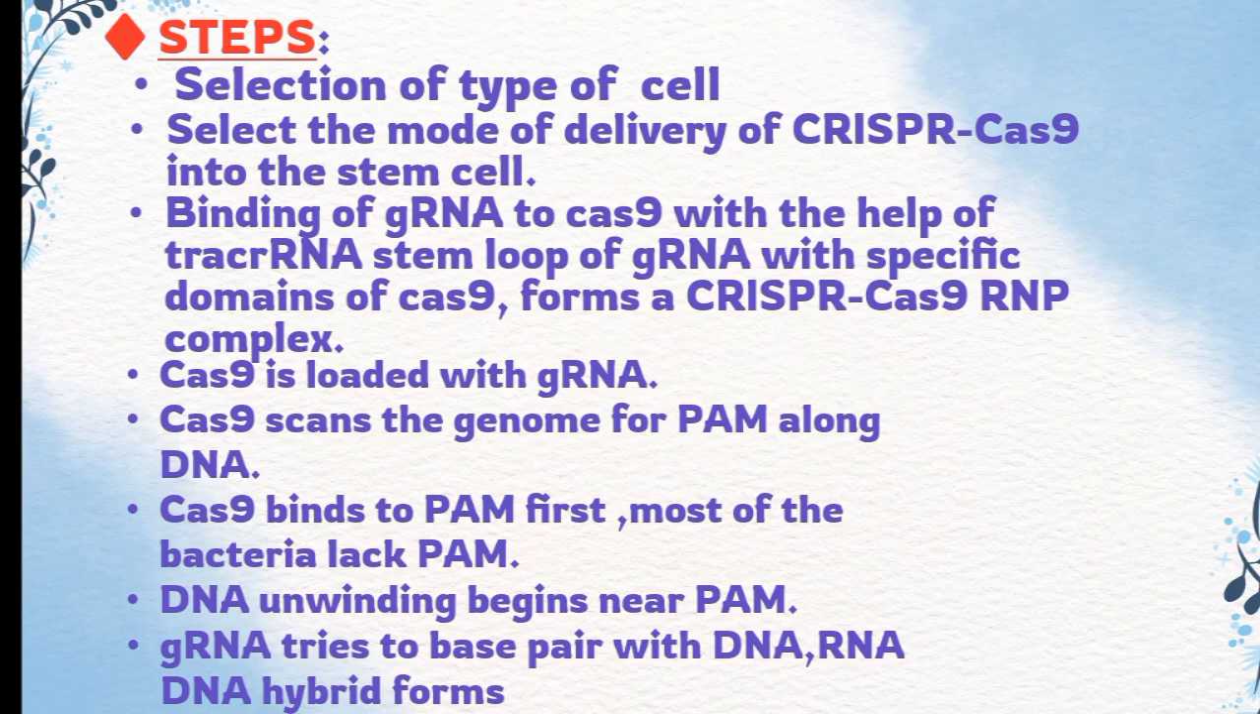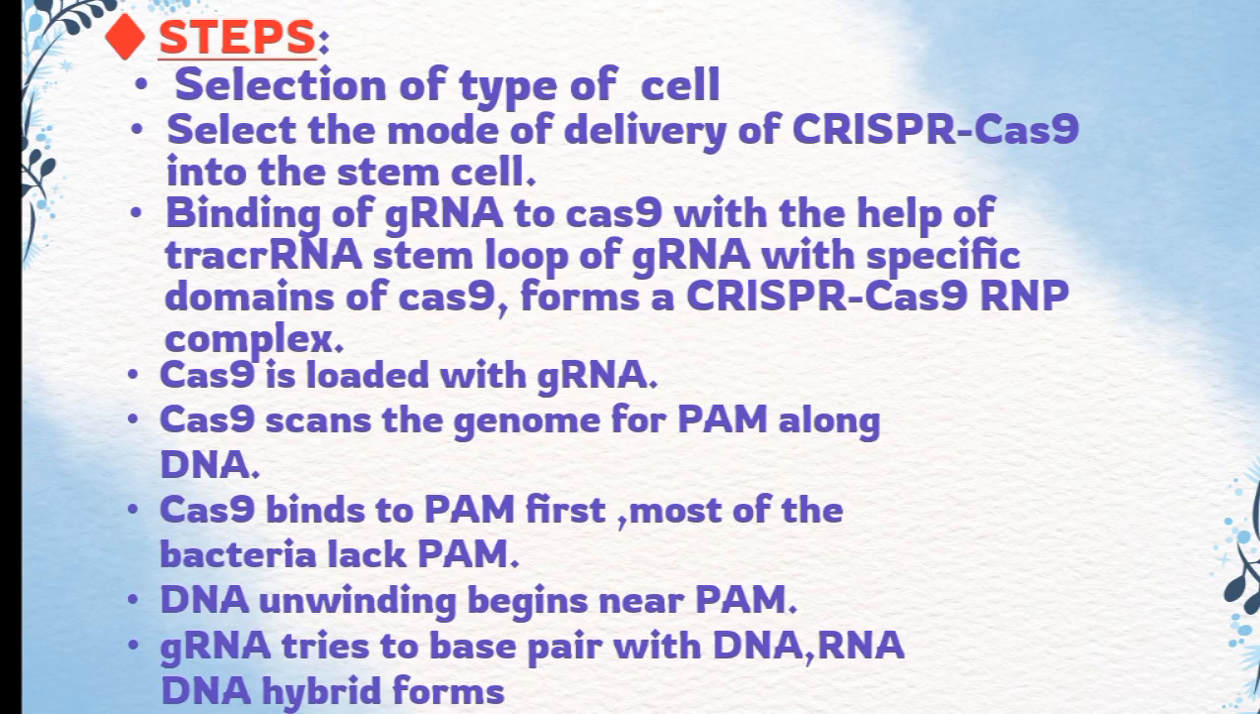Then the Cas9 scans the genome for PAM along the DNA. The Cas9 binds to the PAM first. Most of the bacteria lack PAM in their own genome, which is the biggest advantage for the bacteria so that it does not cut its own genome. Then DNA unwinding begins near the PAM, not exactly at the PAM. Then the guide RNA tries to base pair with the DNA or RNA of the bacteriophage, creating an RNA-DNA hybrid.